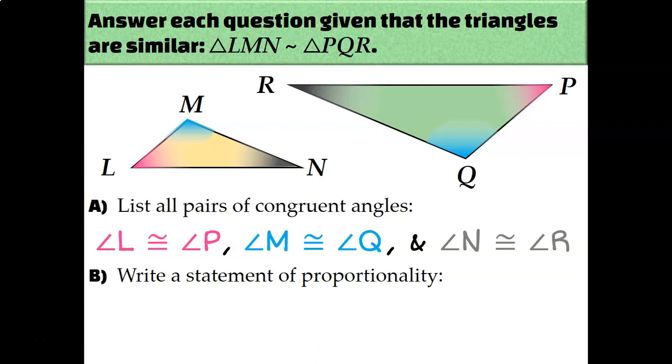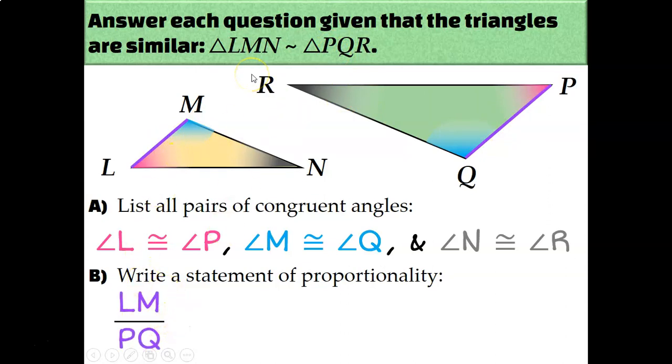We can also use the similarity statement to write the statement of proportionality. Instead of just looking at one letter at a time, which would represent an angle, we're going to look at pairs of letters, because that would create a segment. So for example, LM are the first two letters of the first triangle's name. That's this side right here, side LM. That side corresponds to PQ, because those are the first two letters of the second triangle's name. So these two sides correspond, and I'll write them as a ratio.